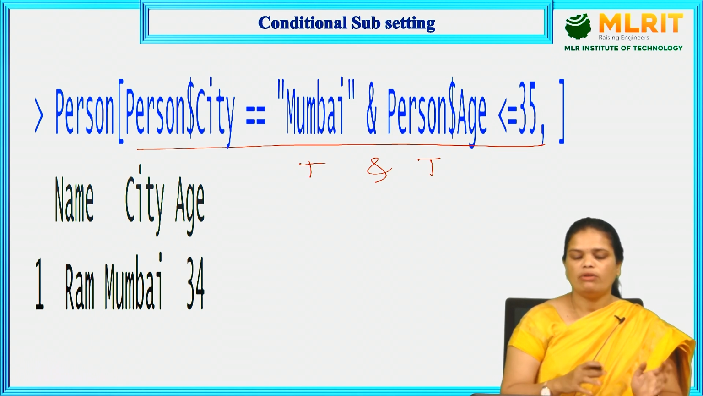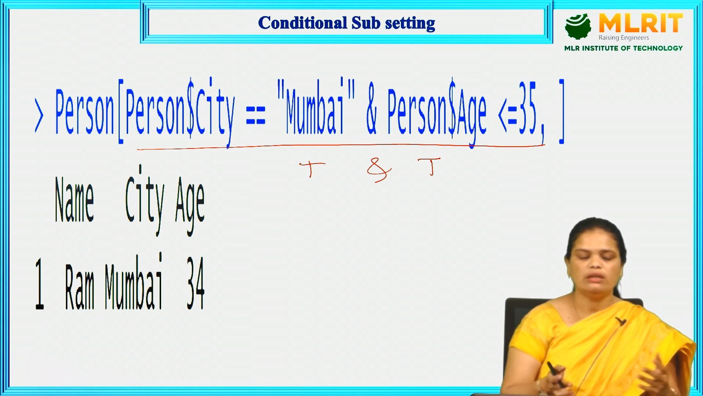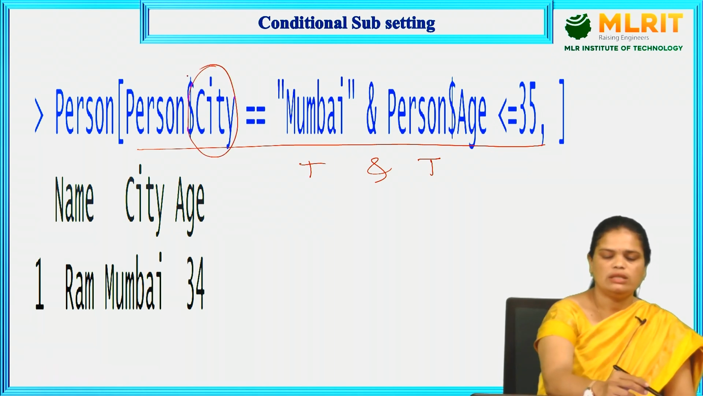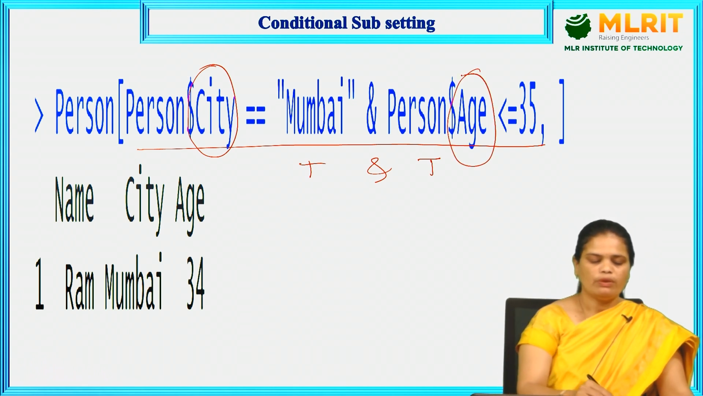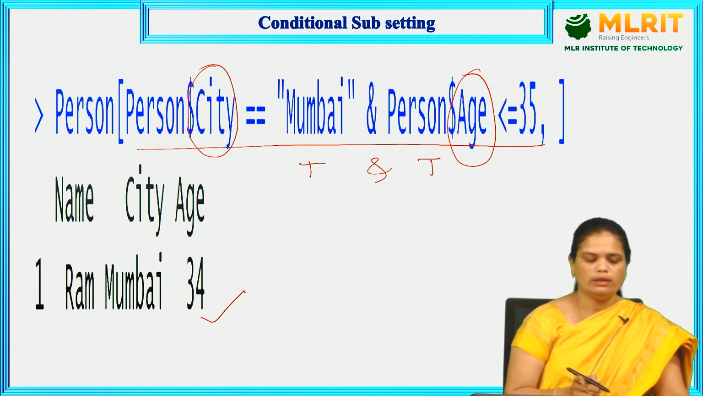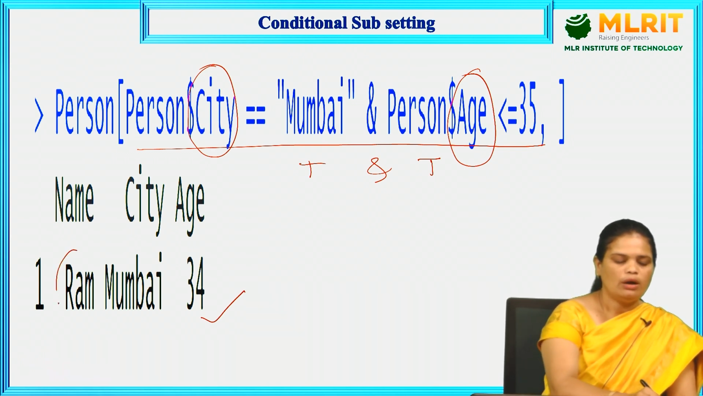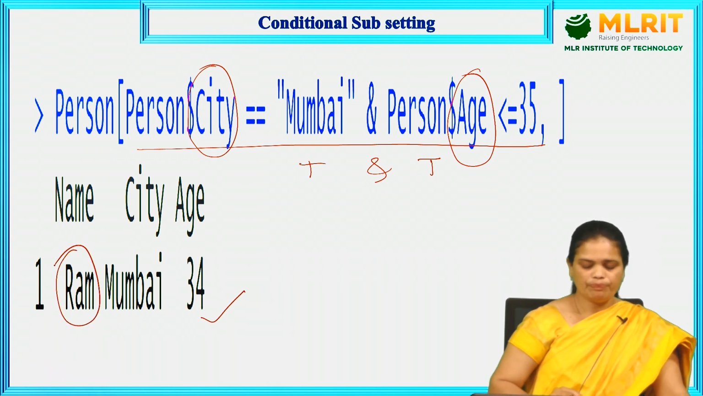We are working on the 2 column conditions here. One column condition is the city, another column condition is the age less than or equal to 35. So I have got only one row retrieved here, that is Ram.